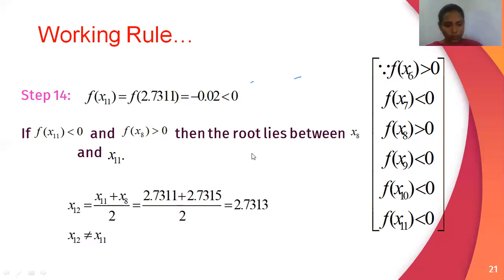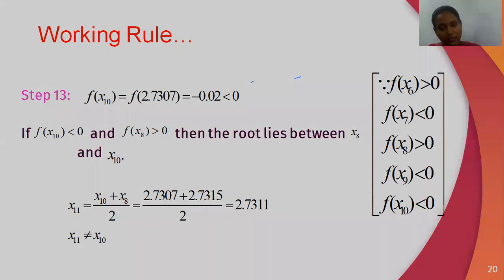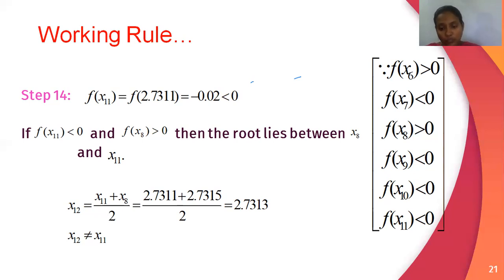So find out the 12th approximation. The 12th approximation is the average of x8 and x11. We got the 12th approximation as 2.7319. The 11th approximation value is 2.7311. Up to the 4 digits after the decimal place, both are different values, so find out the next approximation value. For this, find out the function of x12. So what is the function of x12?